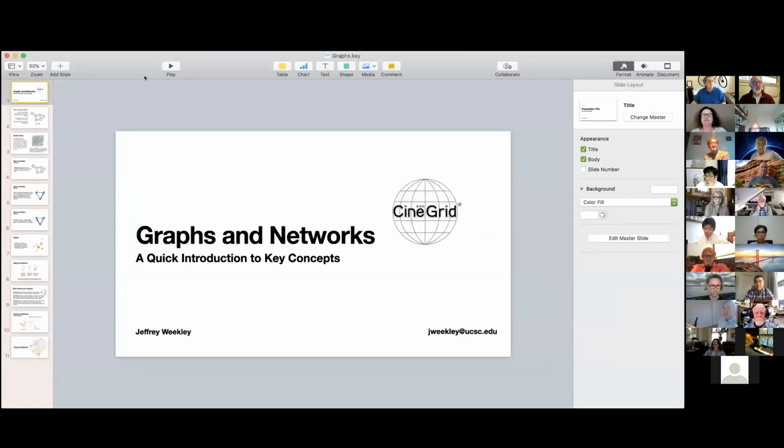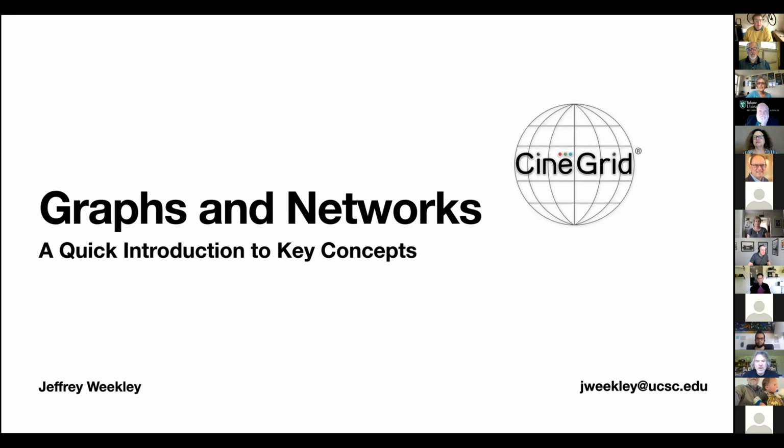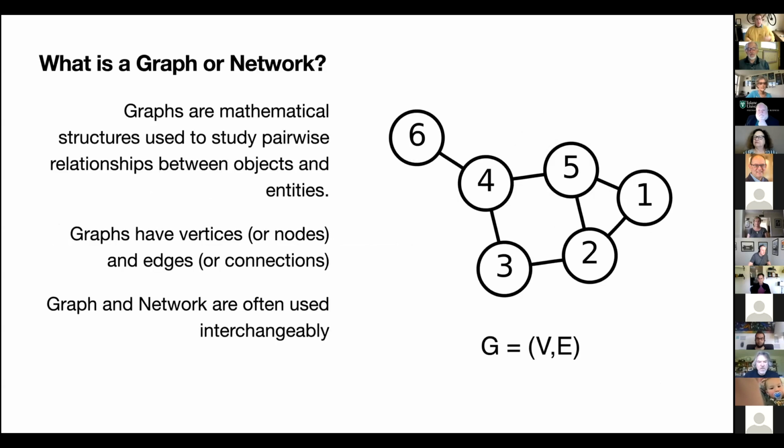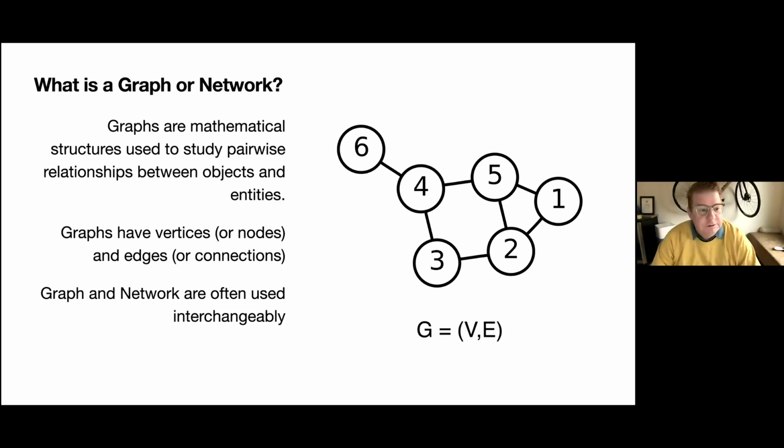And Jeff is going to give us a little primer on some of the vocabulary and concepts that will be discussed in Kunitake's talk. A very quick introduction to graphs and networks and their key concepts to help lay a foundation for Kunitake's talk. So what is a graph or a network? They're actually mathematical structures used to study pairwise relationships, and that's important, pairwise relationships between objects and entities. Graphs have vertices or nodes and edges or connections.